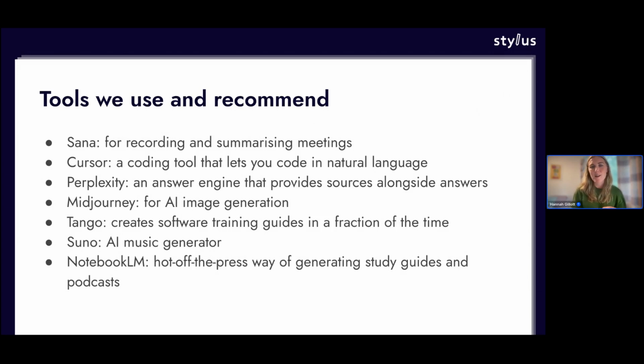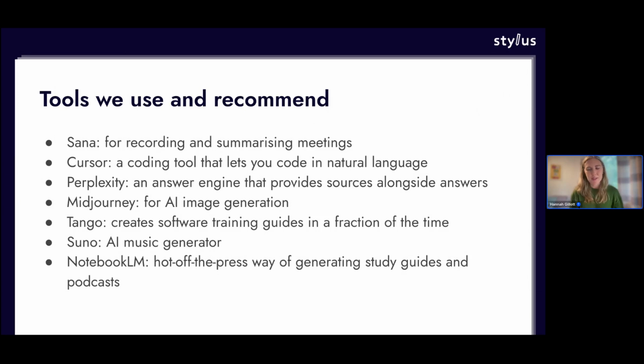Perplexity I mentioned, so that's the answer engine that gives you the sources as well as the answers. Midjourney is the AI image generation tool that seems to be a little bit better on using text than some of the others. I mentioned creating training resources or showing people how to follow processes. Tango is a tool that will help you create software training guides. So you literally just go through the process on your computer. You click when you move on to a new part and it will just remember all of those clicks and then compile it into a training guide for you.